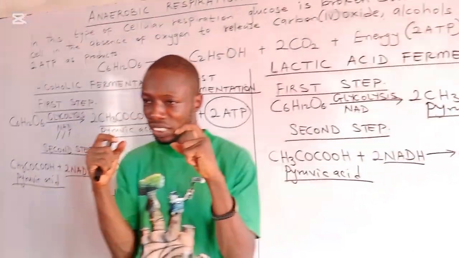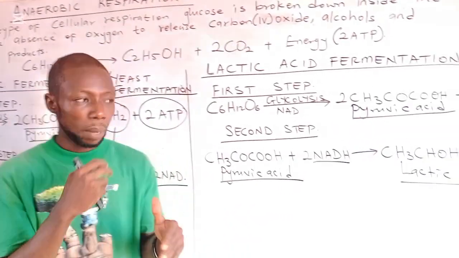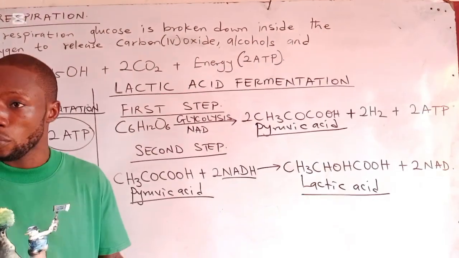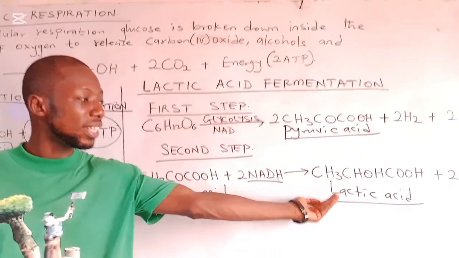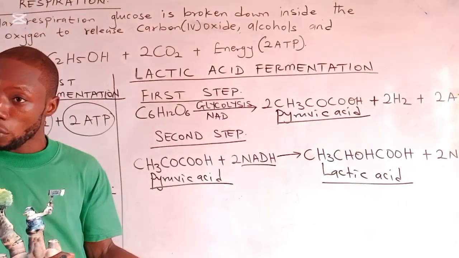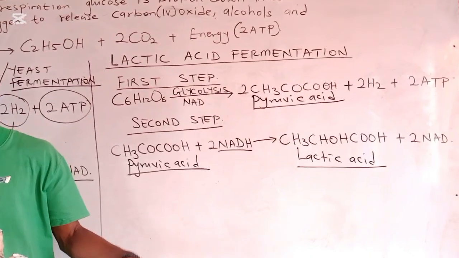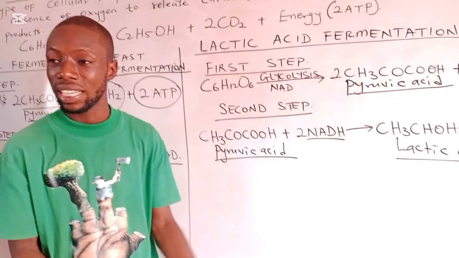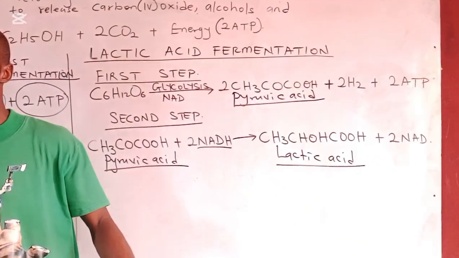Because of this decrease in the oxygen tension in the blood, the pyruvic acid produced by glycolysis will be converted to lactic acid in the absence of enough oxygen. This lactic acid is now stored in the muscle, and the excess accumulation of lactic acid will result in muscle fatigue or muscle cramp.